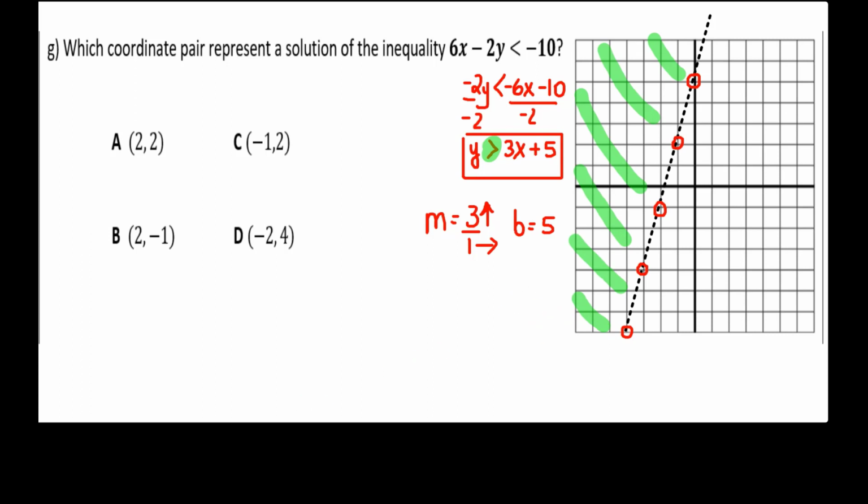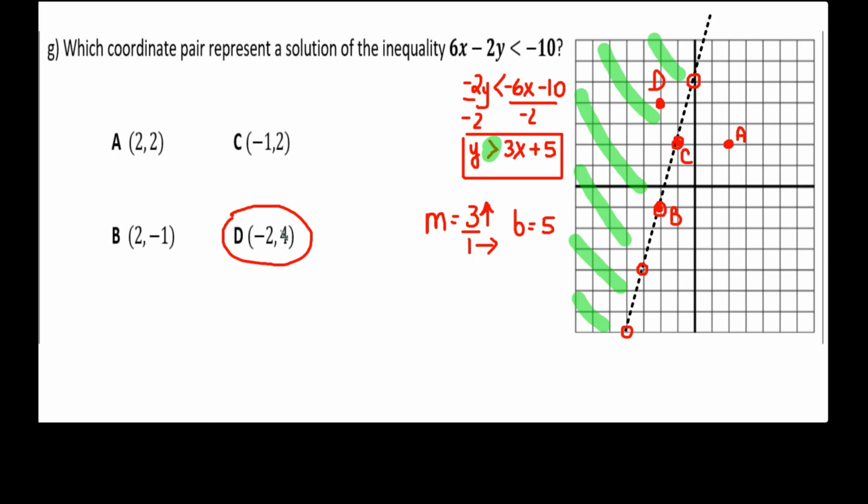So let's go ahead and draw the points. This is 2, 2. So let's draw the point 2 up 2. That's point A. Then we have negative 1, 2, so negative 1, 2 is right there. This is point C. Then I have 2, negative 1. That's point B. And the next one is negative 2, 4, which definitely is on the shaded region. So I know for sure that it's going to be letter D.